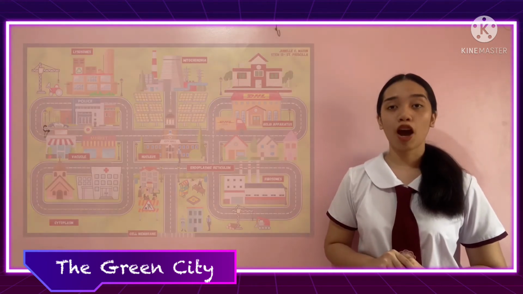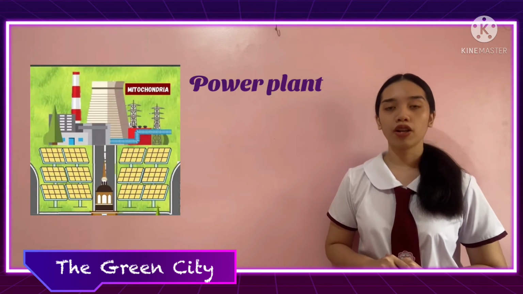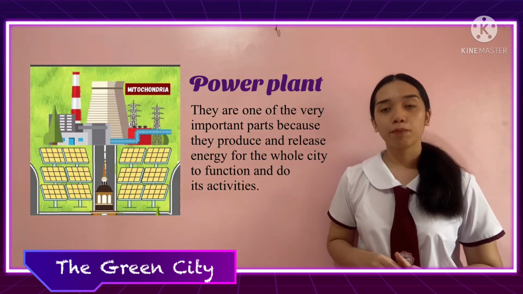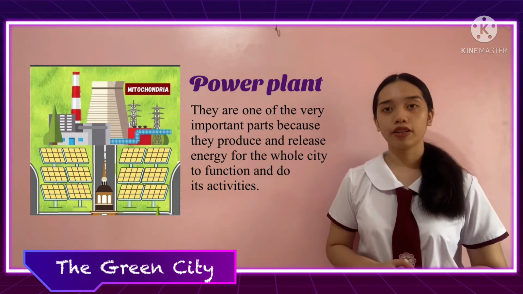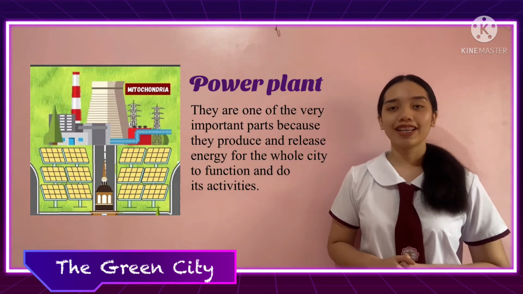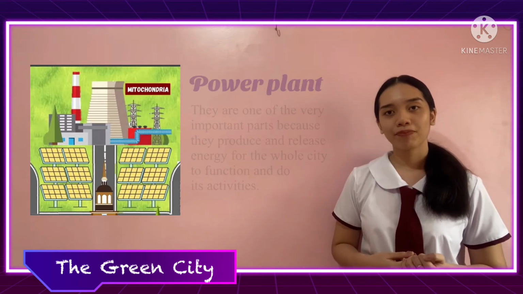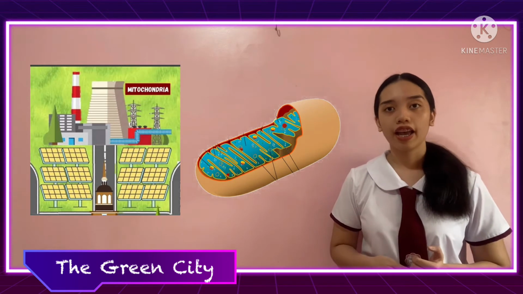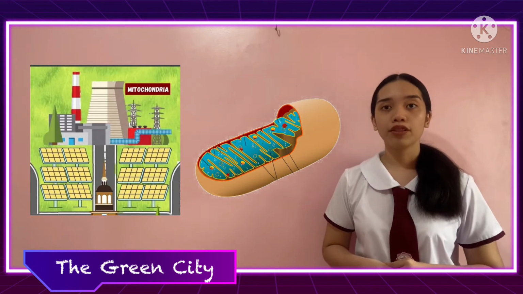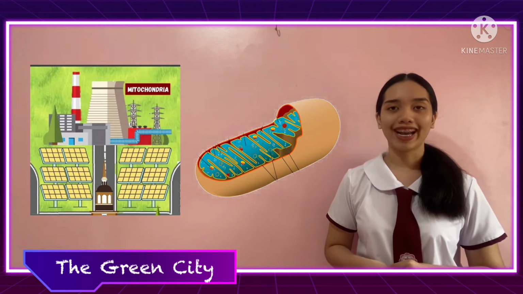As we continue into the upper part of the city, we can see that the nuclear power plants and solar panels reside. They are very important because they produce and release energy for the whole city to function and do its activities. Thankfully, because of this, there is electricity in the whole city that makes the life of the citizens easier. It is the same with the mitochondria in an animal and plant cell, because it is the site of cellular respiration and the production of energy, or the adenosine triphosphate, that is used to perform all cellular activities.